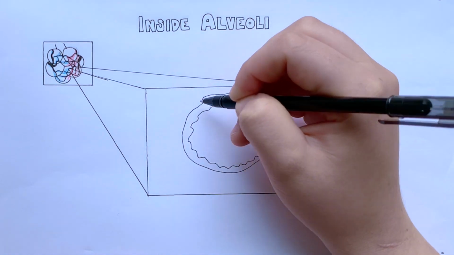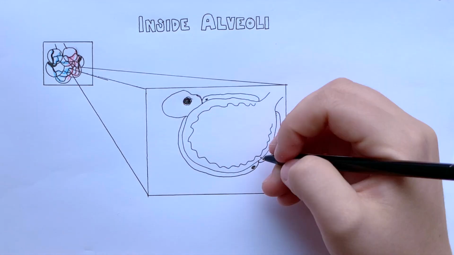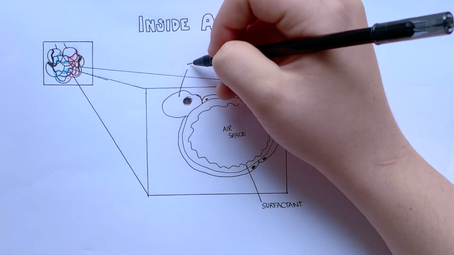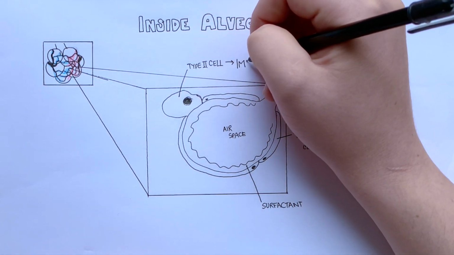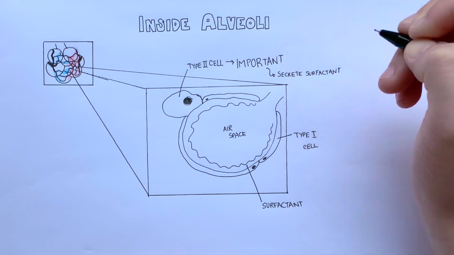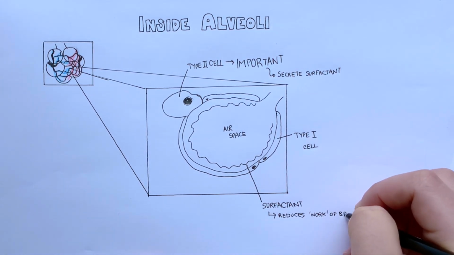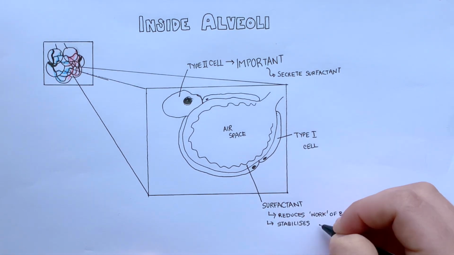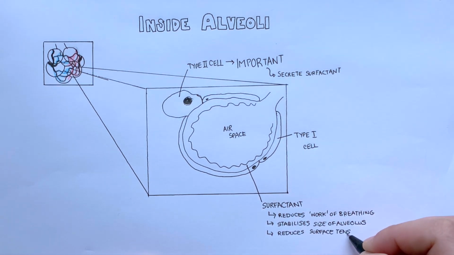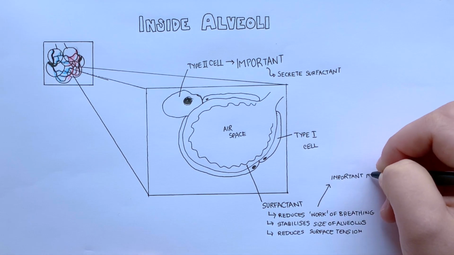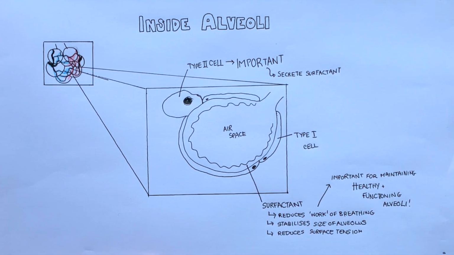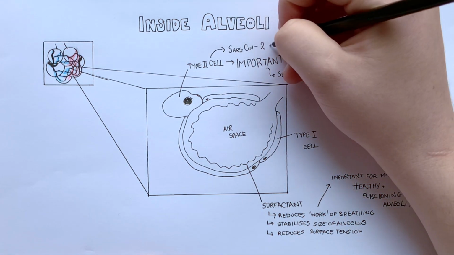So here I'm just drawing one alveolus, and we have something called surfactant, which is a liquid that lines the alveoli, and the air space for the oxygen to enter, and 2 different types of cells. The important type of cell to look at here is the type 2 cell. This secretes the liquid surfactant, and without surfactant it's really difficult to breathe. I've just noted on there a couple of the key roles of surfactant. It's just really important for maintaining healthy and functioning alveoli. You will not be able to have healthy alveoli without surfactant. And what SARS-CoV-2 does is infect these type 2 cells.